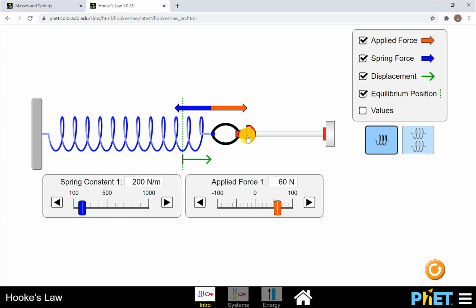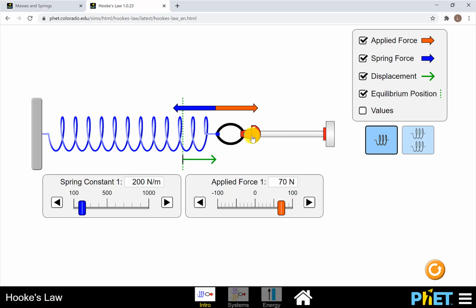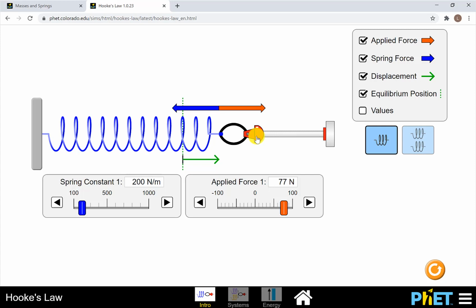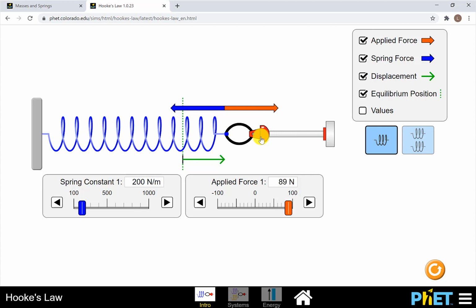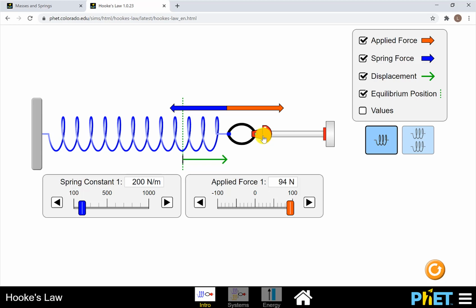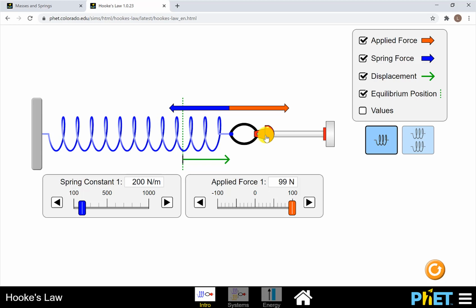Notice that my applied force, which is red, is increasing as I pull it, but then the more I pull on this spring, the more it wants to go back to its original position. And that's the restorative force that is inside the spring itself. It's shown in blue, called the spring force, or in other words, the restorative force. The interesting thing about the restorative force is that it opposes the direction of the displacement.